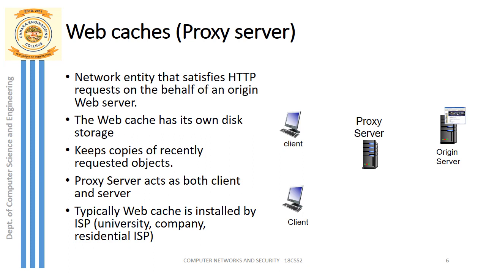The next topic is web cache. The web cache is also called a proxy server. A proxy server is a network entity that satisfies HTTP requests on behalf of an origin web server. Here, the proxy server acts as an intermediate device between client and origin server. That means all the requests made from the client to the server will pass through the proxy server, and the response given from the server will be sent through the proxy server to the client.